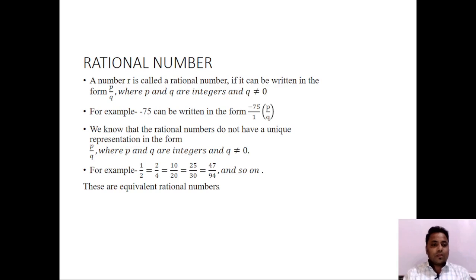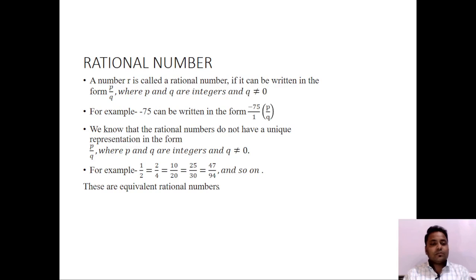So, as we were discussing the rational number, it is given that a number r is called a rational number if it can be written in the form p by q, where p and q are integers and the denominator q is not equal to 0. For example, minus 75 can be written in the form minus 75 by 1, which is in the form of p by q, where p is equal to minus 75 and q equals 1. So this can be assumed as a rational number.